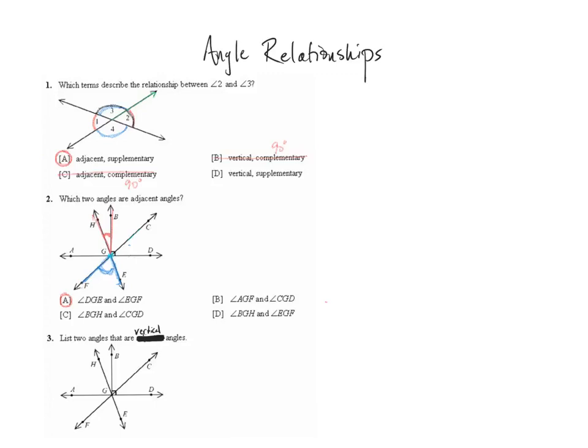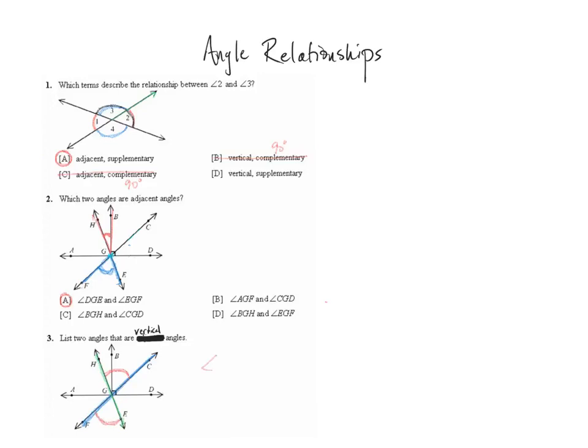Question number 3 says list two angles that are vertical or opposite angles. So what we're looking for is angles that share a common vertex and are formed by intersecting lines. So I'm going to find two intersecting lines. There's one right there, line CF. And here's another one right here, line HE. So now I'm going to go ahead and look at the angles that are formed by those two intersecting lines. So there's this red angle right here. It is opposite to this red angle right here.